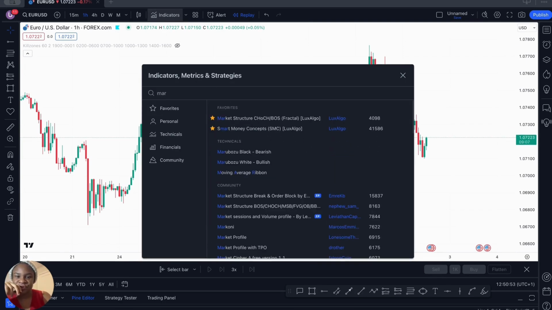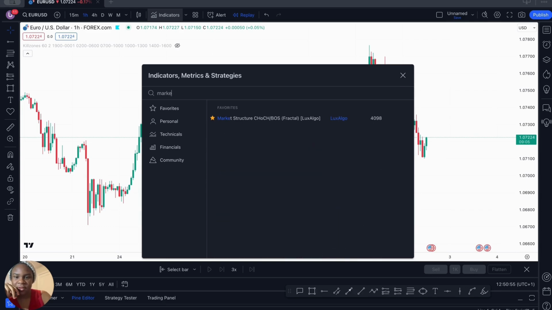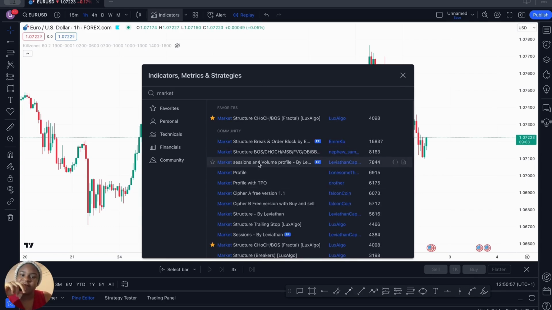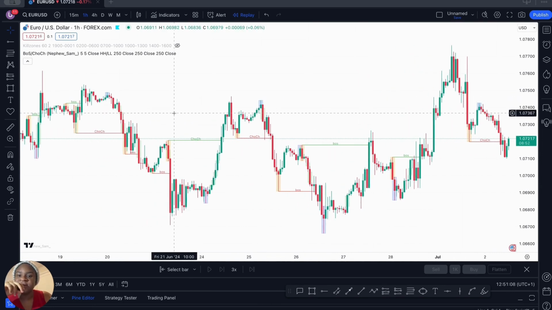We have market structure here. First, I always start with this one. I'm going to start it now. Market structure by nephew Sam. This is what I'm going to use for the first one, just to show you how it looks. Now, this is for those that are struggling with understanding how to mark break of structure and how to analyze the chart. They're having difficulty.